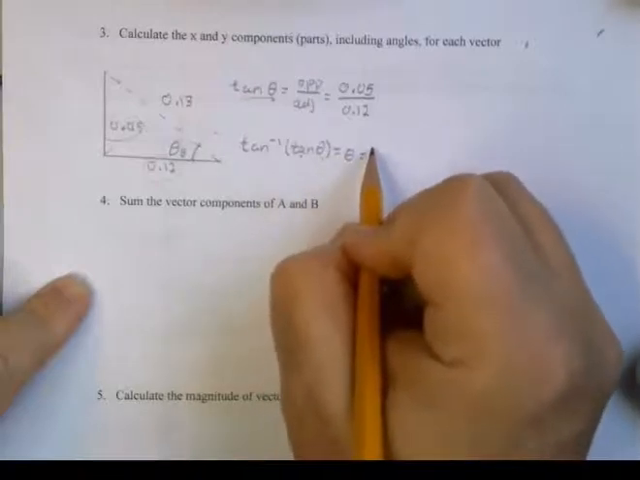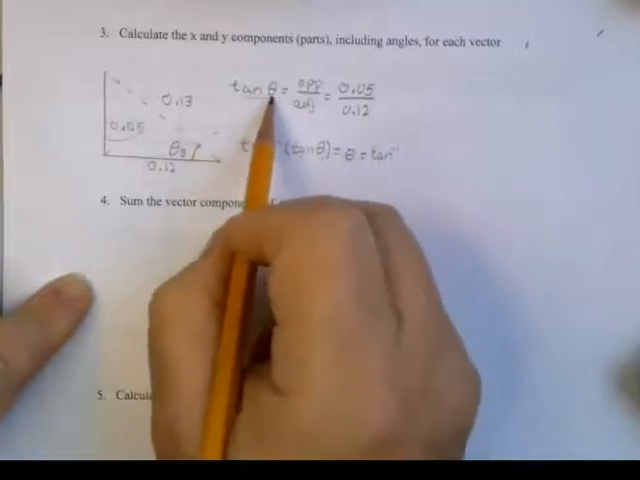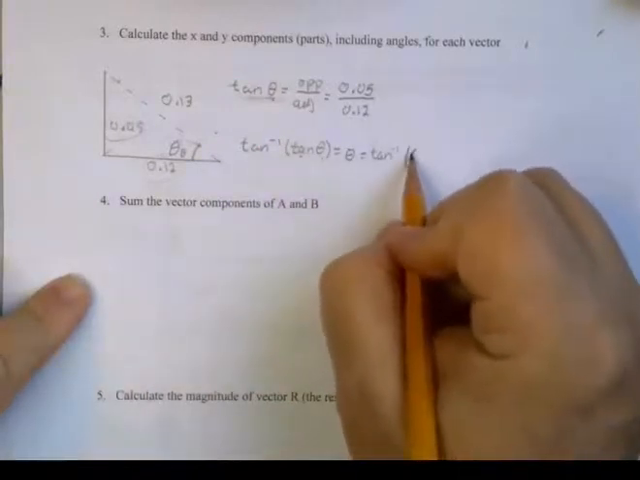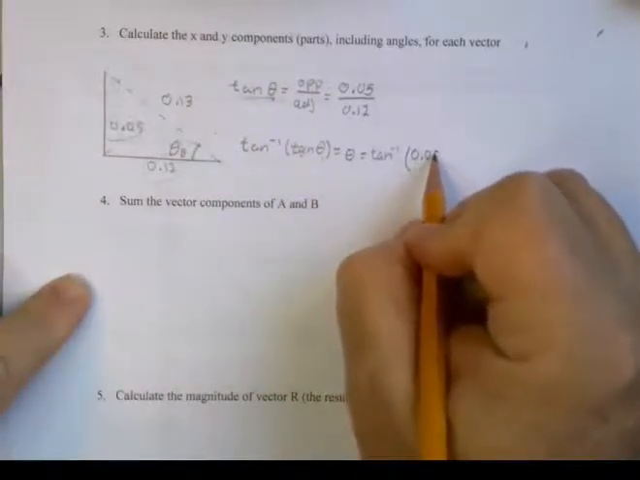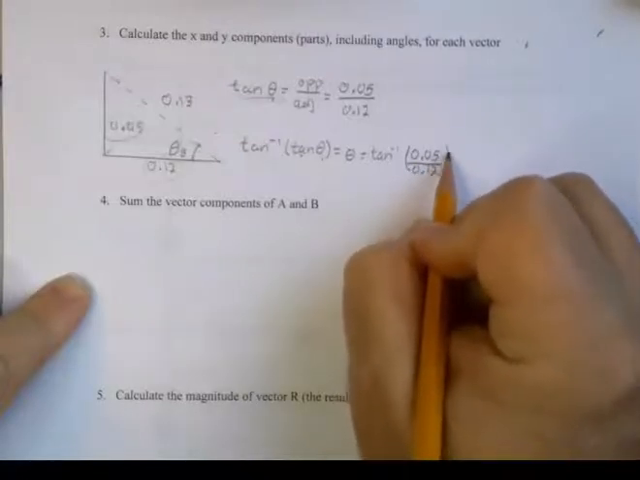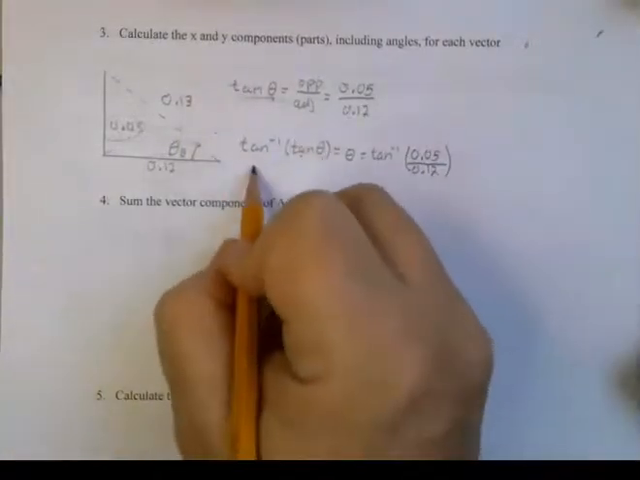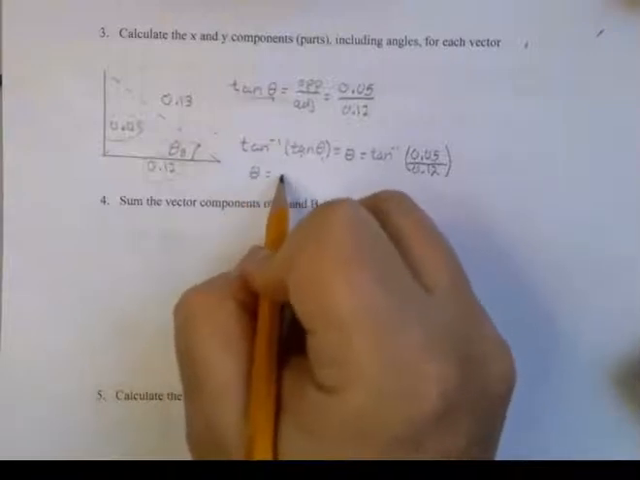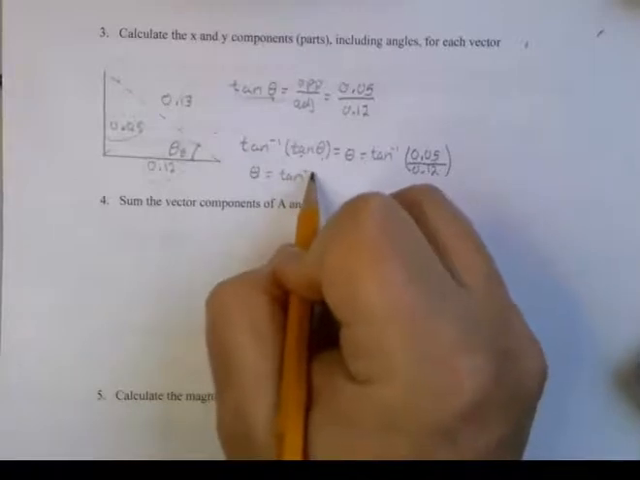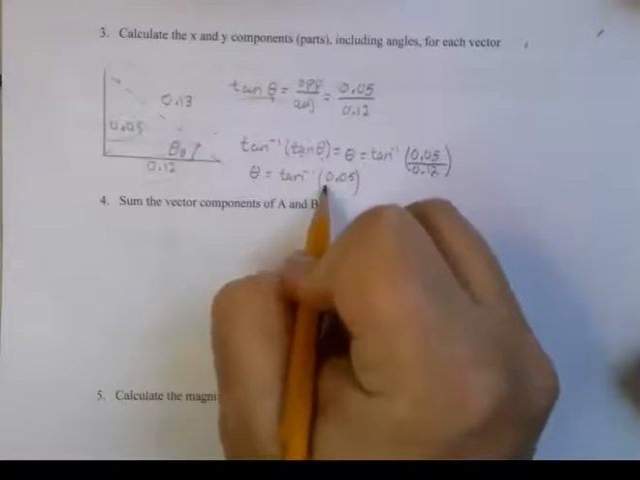And that's going to equal the inverse tangent. Anything you do to one side in a math equation, I added an inverse tangent to this side, so now I have to add an inverse tangent to the other side. Okay, so what I'll end up with down here is theta equals inverse tangent of these two numbers, opposite over adjacent.